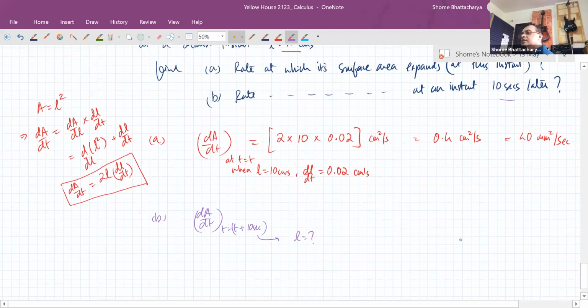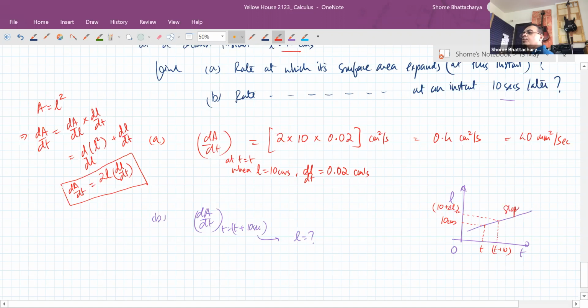So you can see that the length is increasing with time at a uniform rate. Now, look at length versus time. So at some particular time, we track the length was 10 centimeters. Okay. Now we are looking at a time which is 10 seconds later. So at this point of time, the length would have become 10 plus some delta L.